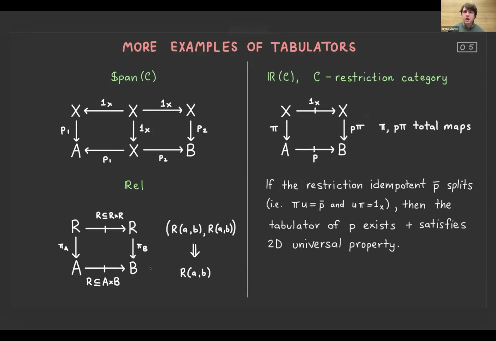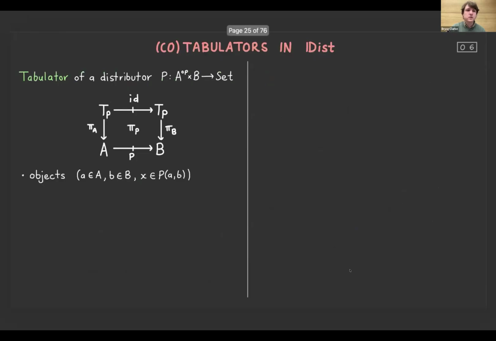And in R of C for C a restriction category, well, what can we say? Well, I don't want to say too much about this, but just to say that if our morphism in our restriction category has a restriction idempotent P bar, and this restriction idempotent splits, then the tabulator of that loose morphism exists and satisfies some extra two-dimensional universal property that I'll come back to later. Okay, so that's tabulators. That's some examples, so you know what I'm talking about.